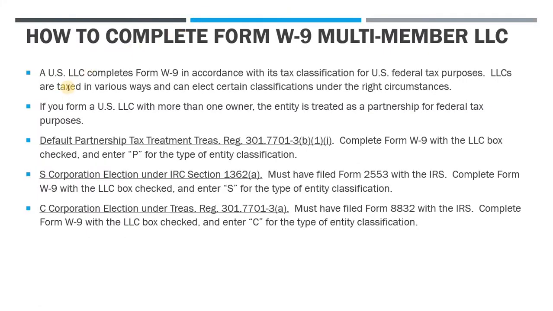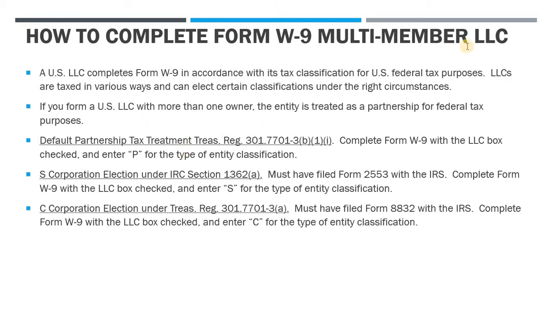So some of the basics here. A U.S. LLC or U.S. limited liability company completes W-9s consistent with the way it's taxed for U.S. federal tax purposes, right? And this is because LLCs are a type of hybrid entity, right? They can be taxed in a variety of ways. They can make certain elections to change their tax classification. So when you complete the W-9, you have to be very careful as to selecting the appropriate tax classification. But there are certain default treatments, right?